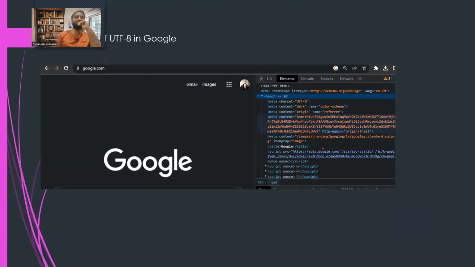So actually, is it used or not? You can see over here, this is the actual google.com source code. Everybody can see it. Just press F12 and inspect, just click over the page and all these things. You will find it over here. It says it is UTF-8.